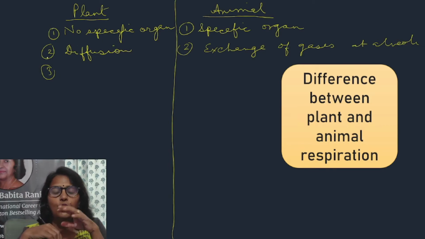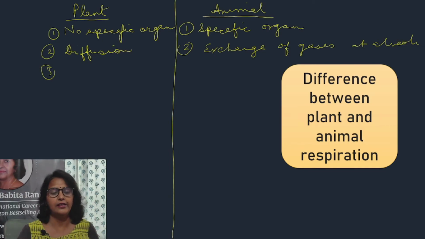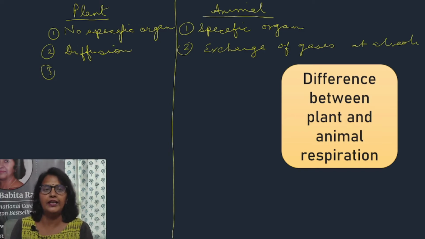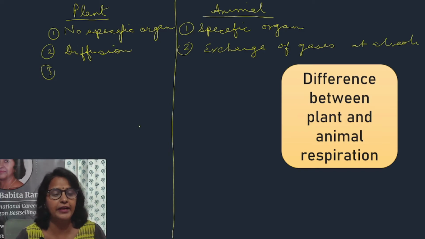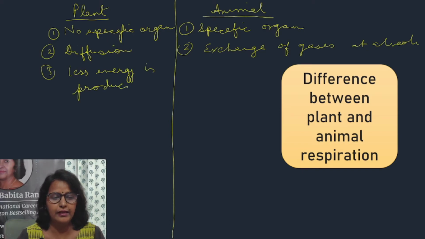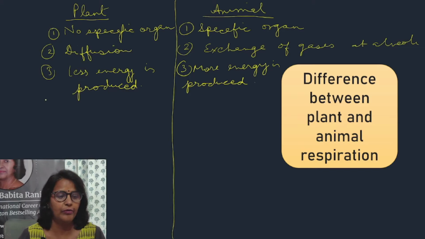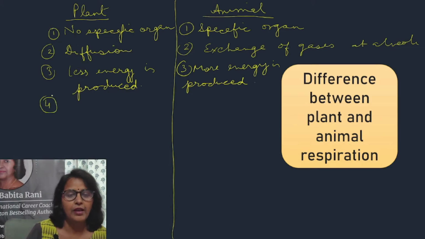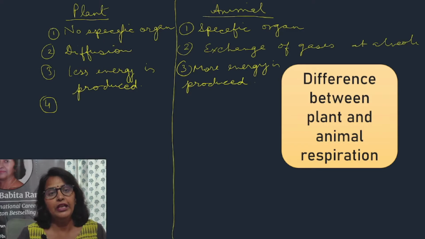As most of the cells are dead in plants, the amount of energy that is required for plants is comparatively less. So less energy is produced because they need less energy. More energy is produced in animals compared to plants because we require more energy as we move from one place to the other. So what can be the other difference?